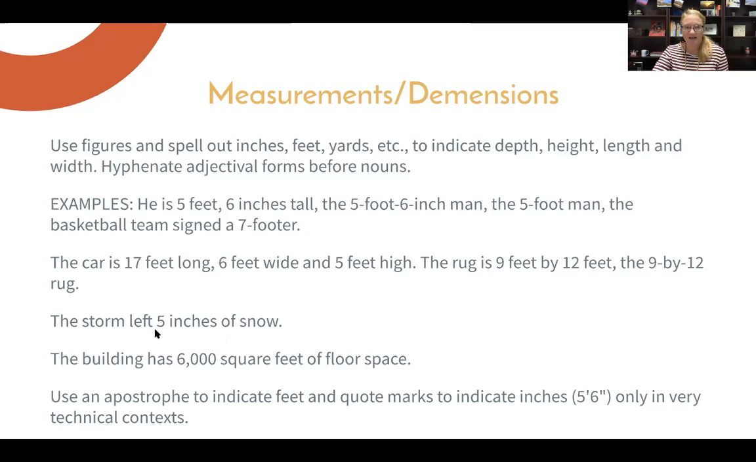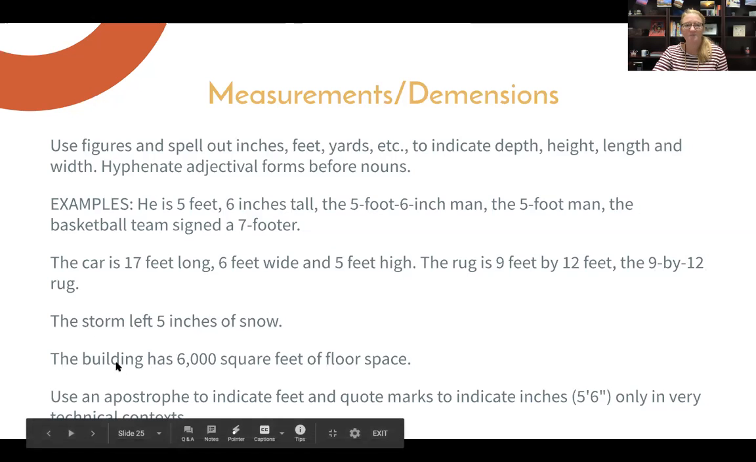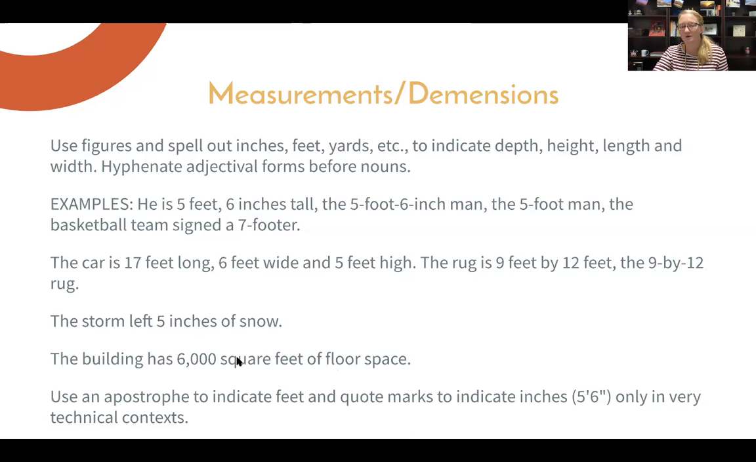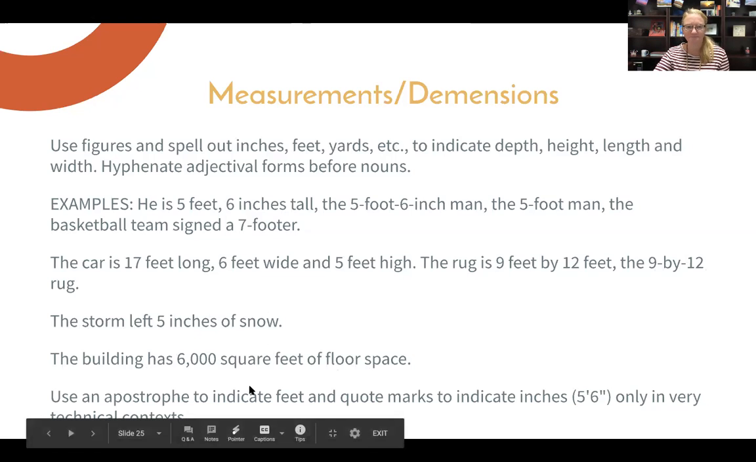The storm left 5 inches of snow. The building has 6,000 square feet of floor space. You wouldn't abbreviate that as you would most of the time in writing things, maybe for math homework. You use the apostrophe to indicate feet and the quote marks to indicate inches only in very technical contexts. So if you were writing something for a technical document, you can use this. But in AP style, in a news article, a feature article, you're going to write things out instead.